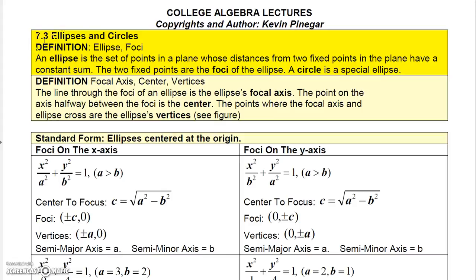Now, let's talk about an ellipse. With an ellipse, you're going to have something called foci. An ellipse is actually the set of points in a plane whose distances from two fixed points in the plane have a constant sum. And the two fixed points are called the foci of an ellipse.